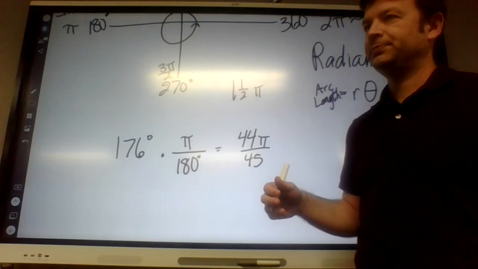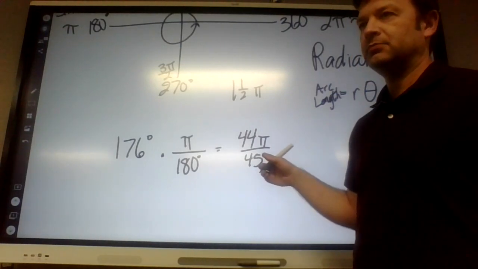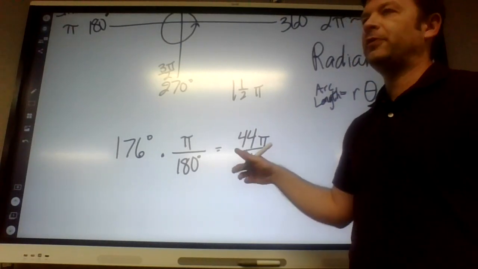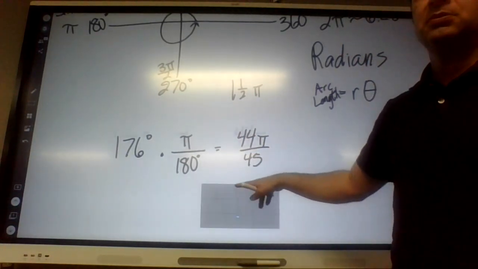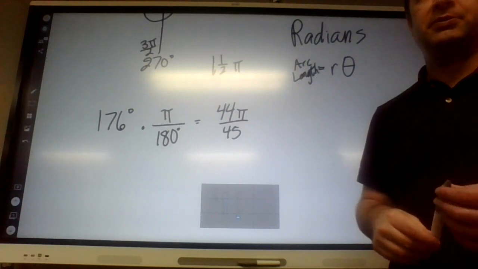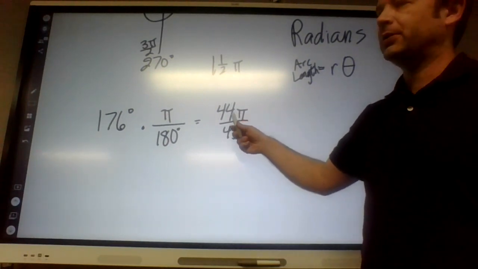Did you get it? She got 44 over 45. 176 divided by 180. No, use the fraction button, 176 over 180. What's the fraction button? Yeah. 24 over 45. Yeah, but then there's a pi. Actually worked. Yeah.